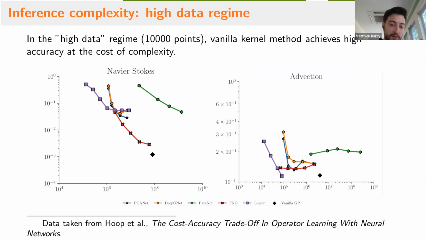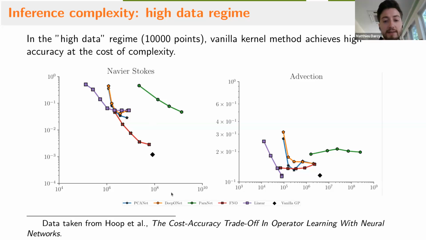Because even if you're doing better in terms of accuracy, if your method is more complex than others, meaning it has higher cost at inference, then it's not really suitable for this surrogate modeling problem. Because in many cases, what you're trying to do is reduce your cost. And here, these plots compare the complexity-accuracy trade-off of different methods, and they're taken from this cost-accuracy paper. This is the cost and accuracy at inference only.